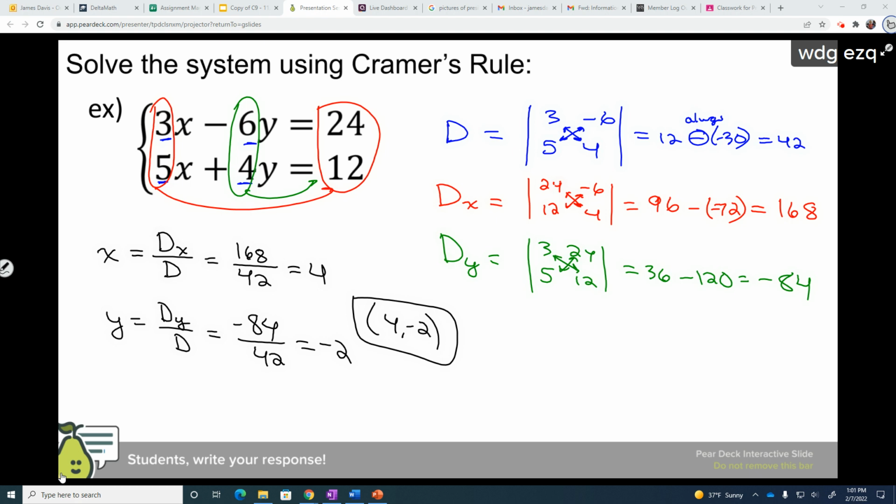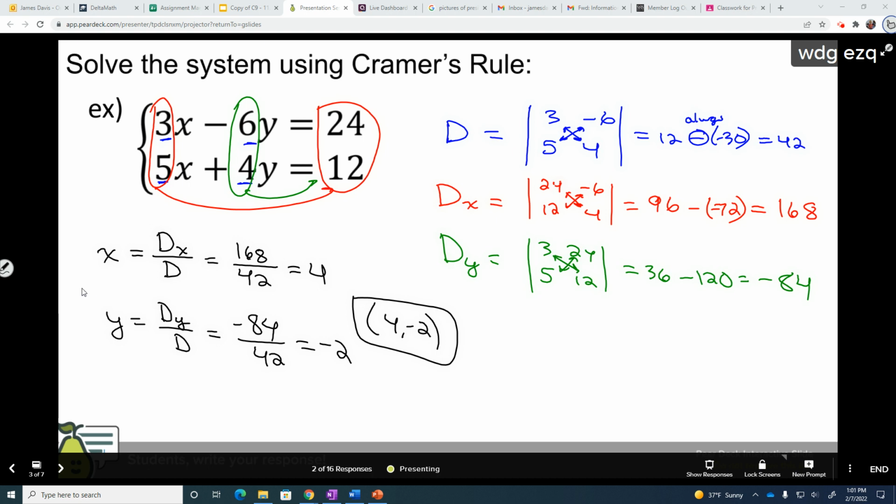A lot of the Delta Math ones, you do get fractions, but it works the same way. You just have to reduce the fraction. Yeah, we'll do one or two where you get fractions. So that's not too hard, right? Some basic multiplying and subtracting. That's it.